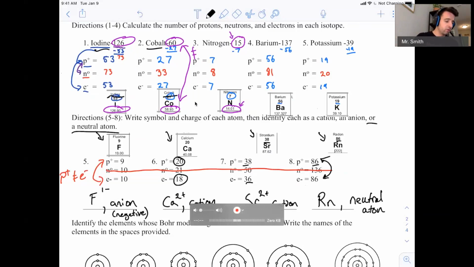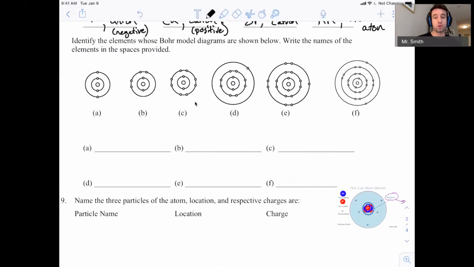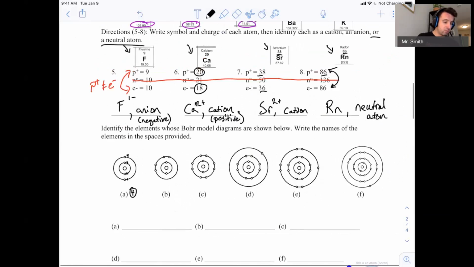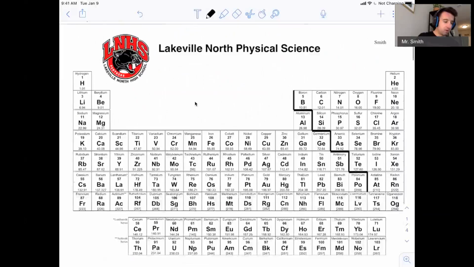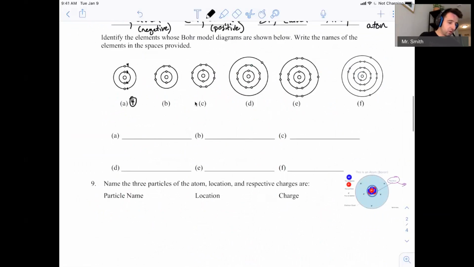Okay, let's continue moving on. For this one, we're going to have to resort back to using the periodic table. Based on the Bohr diagram, we're going to write the names of the elements shown. In this case, for each one of them, I'm going to count how many electrons they have. This one's got 4. Then I'm going to look at the periodic table, all the way back up here, for 4 electrons right over here. So for A, it is beryllium.